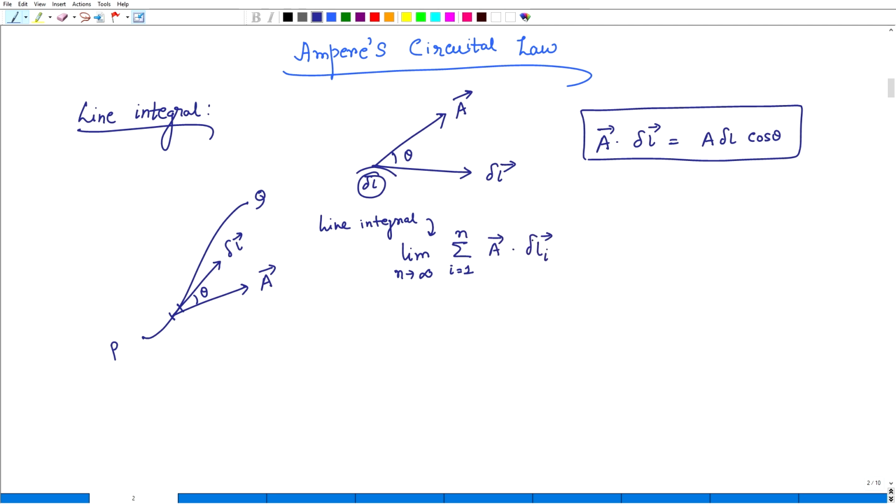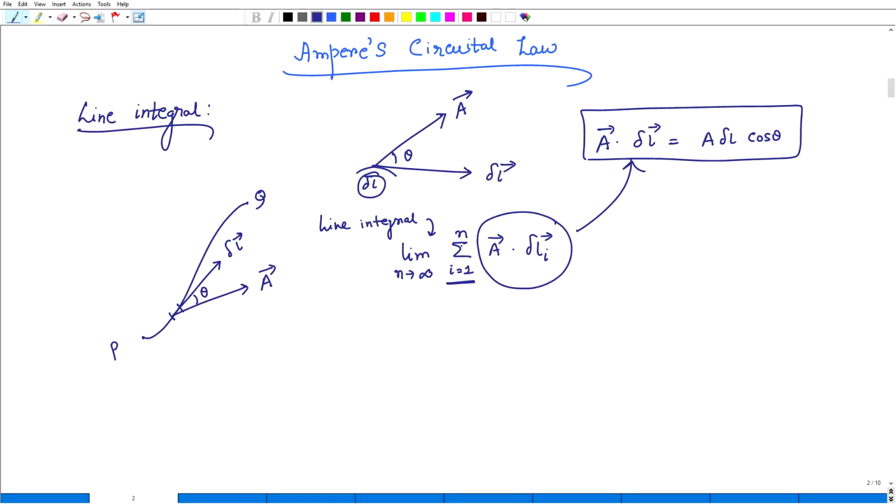Okay. Why? This part is this one. For that small dl part, now we can break our total length from P to Q, that length, in n parts. So the summation appears from i equals 1 to n. Now, if this n tends to infinity, that means essentially we have broken our total path into infinite number of small dl lengths. So that is why this will be our total line integral.